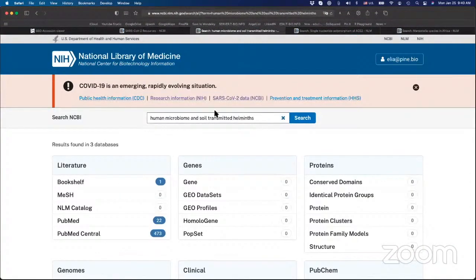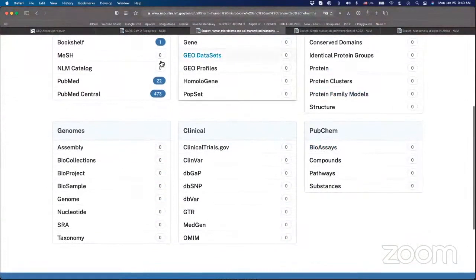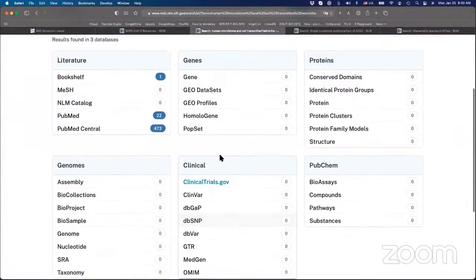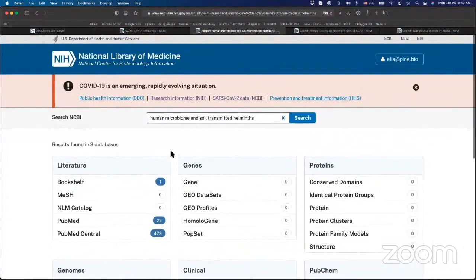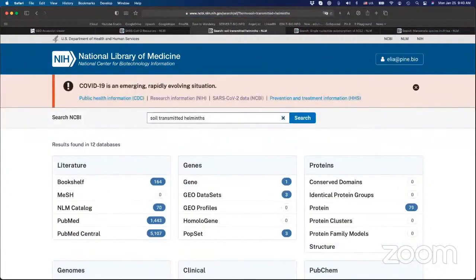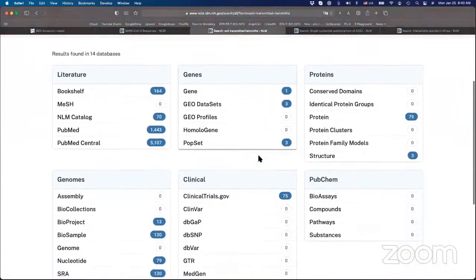Let's take a look at this one very specific problem here: human microbiome and soil transmitted helminths. If we look here, we're struggling to find any raw data. We have some publications, we have some books, but we don't have any data sets. So let's try to find, nevertheless, what is going on with these soil transmitted helminths. The first thing is that I already know there's a lot of data on the human microbiome, so I can pause with that real quick and look for soil transmitted helminths and see if I can find anything for that. And it looks like I can.